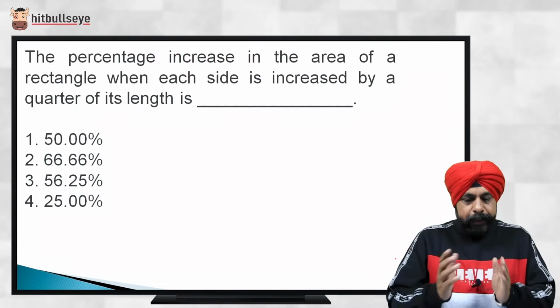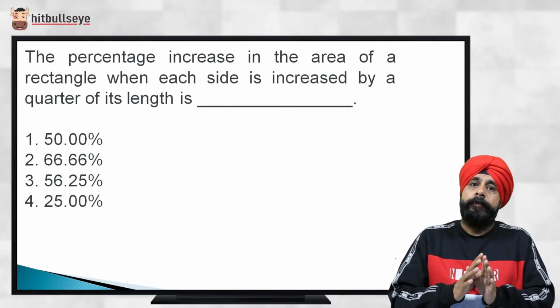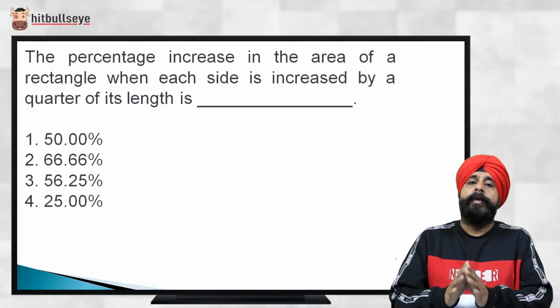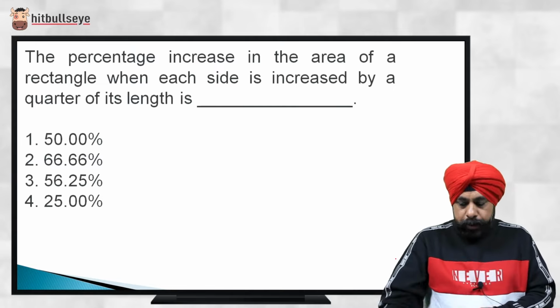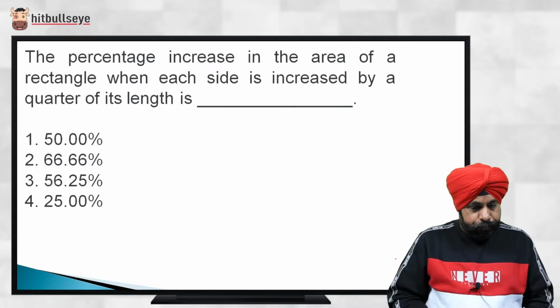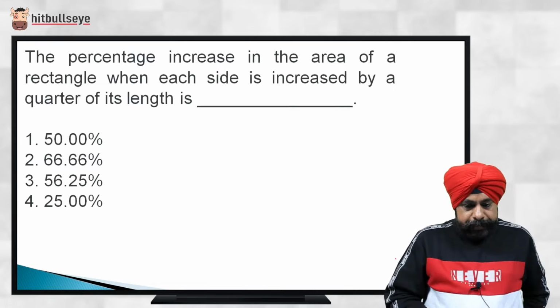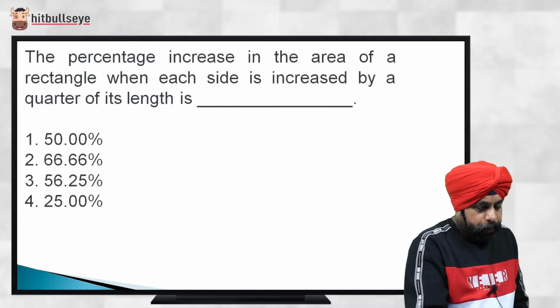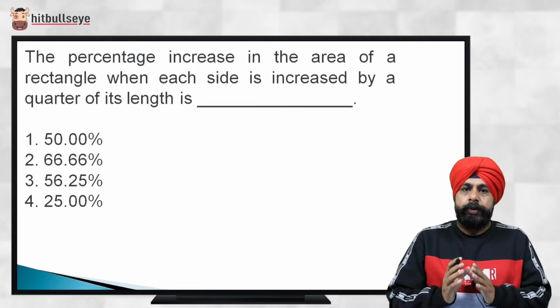People, further, let's solve a few of the questions of the actual TISSNET 21 paper. Here we go. Just have a look at the first question. The percentage increase in the area of a rectangle, if each side is increased by a quarter of its length. People, I hope each of you know about it. Quarter means it is 1/4, 25%.